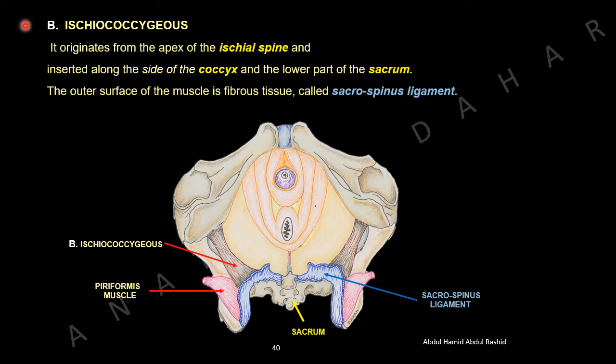B, ischiococcygeus, also known as coccygeus. This is the one. It originates from the apex of the ischial spine and is inserted along the side of the coccyx and the lower part of the sacrum. It originates in front at the spine and is inserted at the back to the side of the coccyx and the sacrum. The outer part of the ischiococcygeus muscle is fibrous tissue called the sacrospinous ligament. This is the one, sacrospinous ligament.